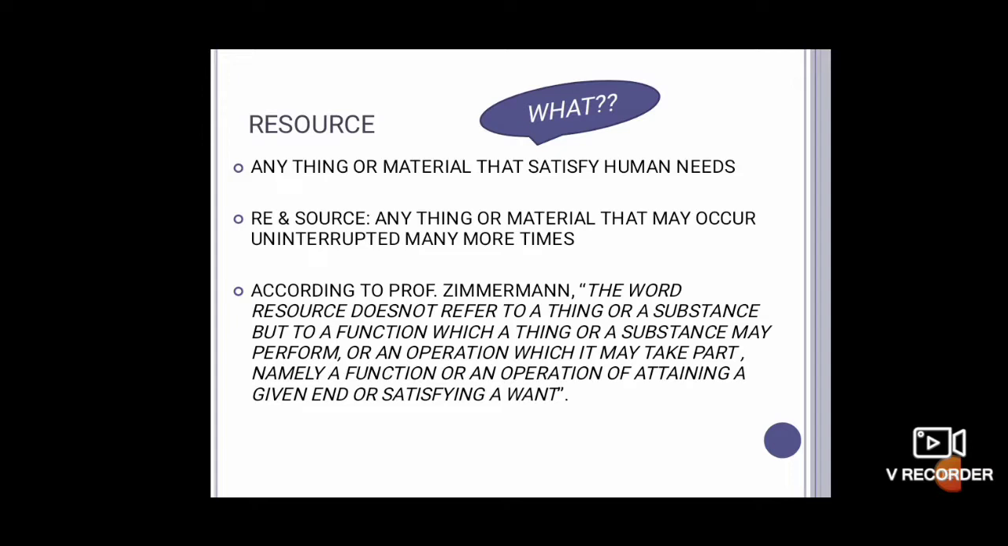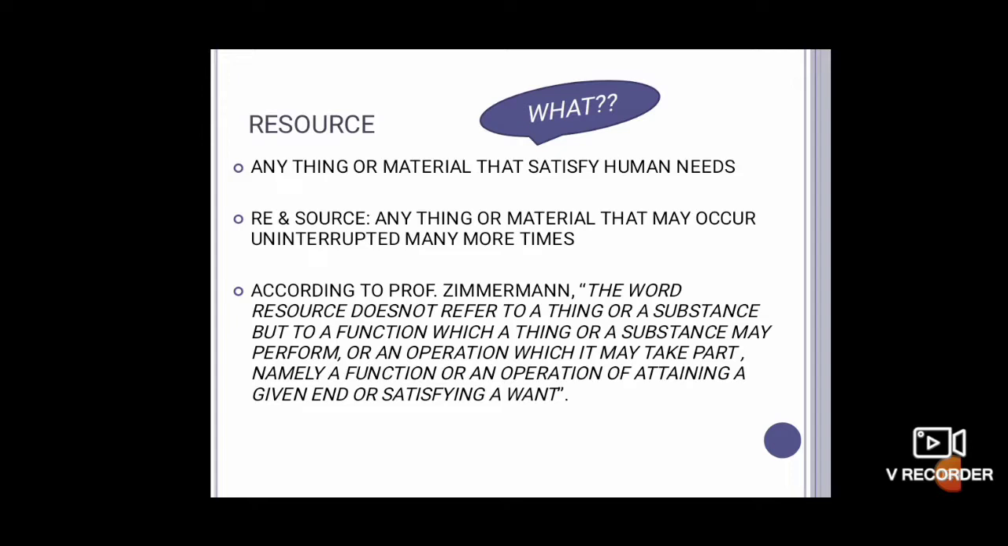When you hear this definition, you will feel that it's too long and complicated. Let's break the definition into three parts and make it simpler. The word resource does not refer to a thing or a substance. So according to Professor Zimmermann, a resource does not refer to all things or substances. We cannot consider all the materials or all substances as a resource.